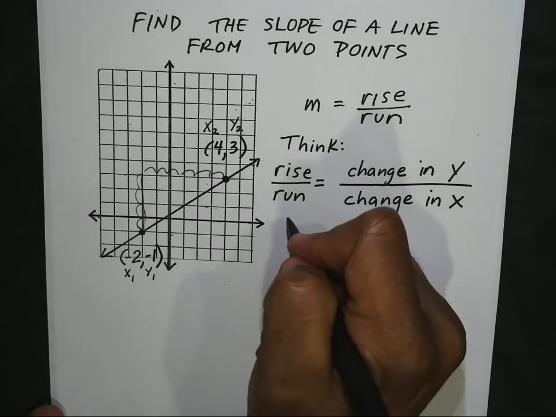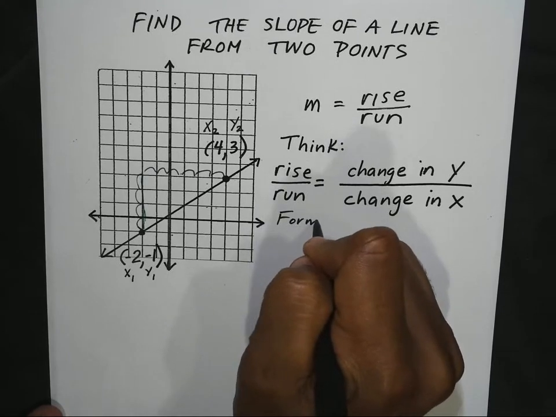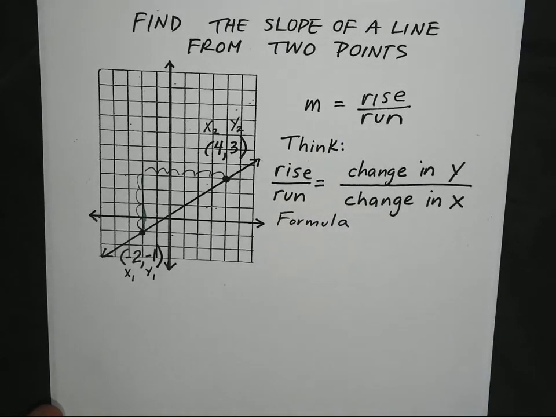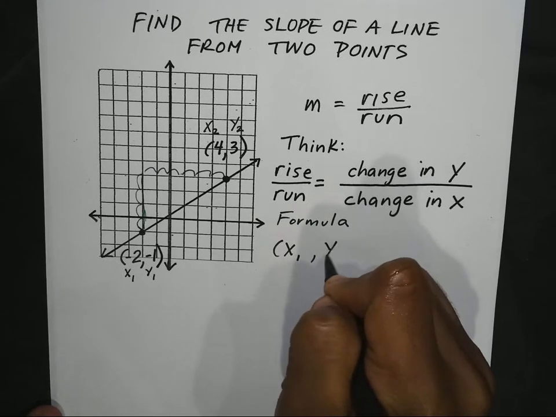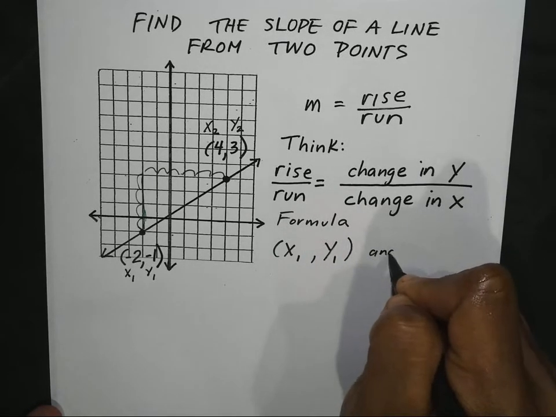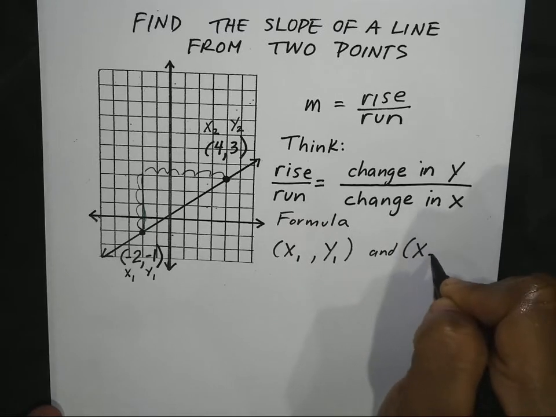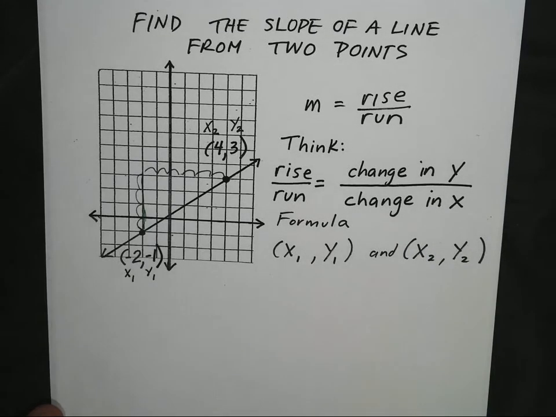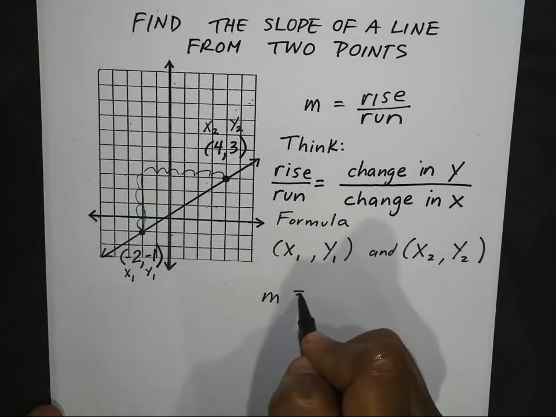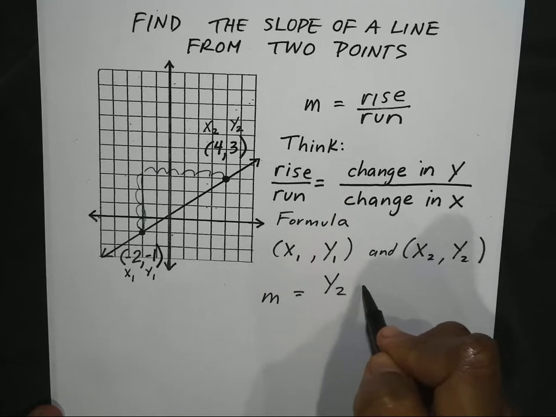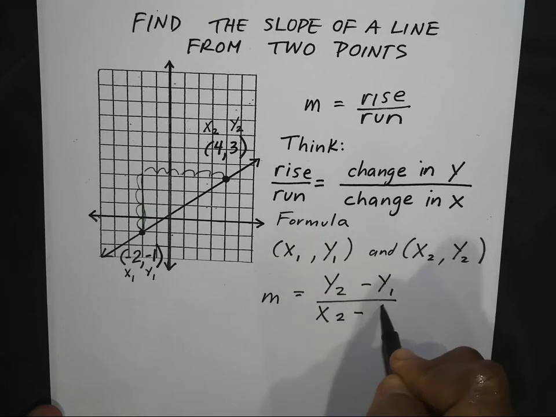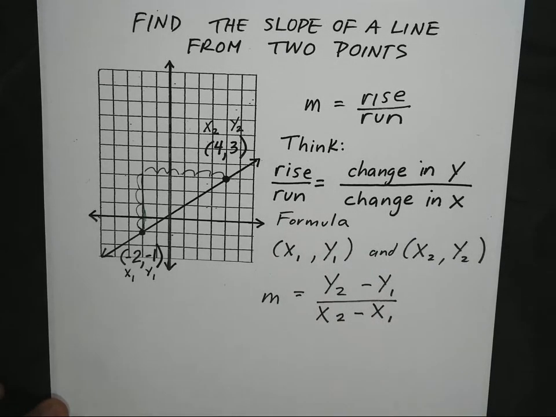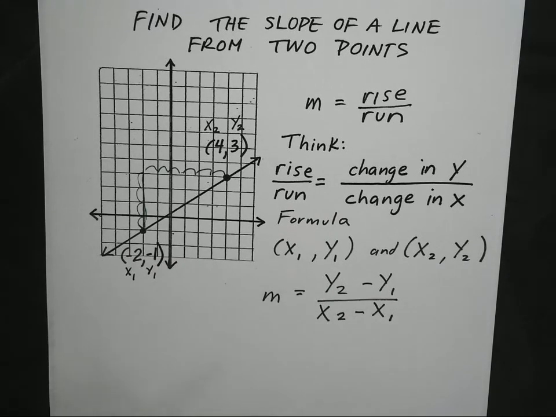Let's call it the formula. Say we're given 2 points: x1 comma y1, and x2 and y2. The formula for slope is y2 minus y1 over x2 minus x1.